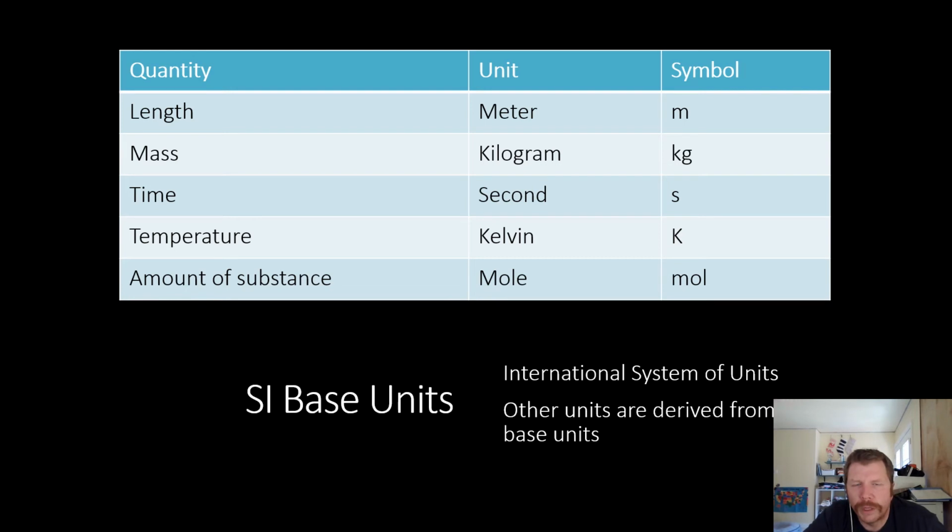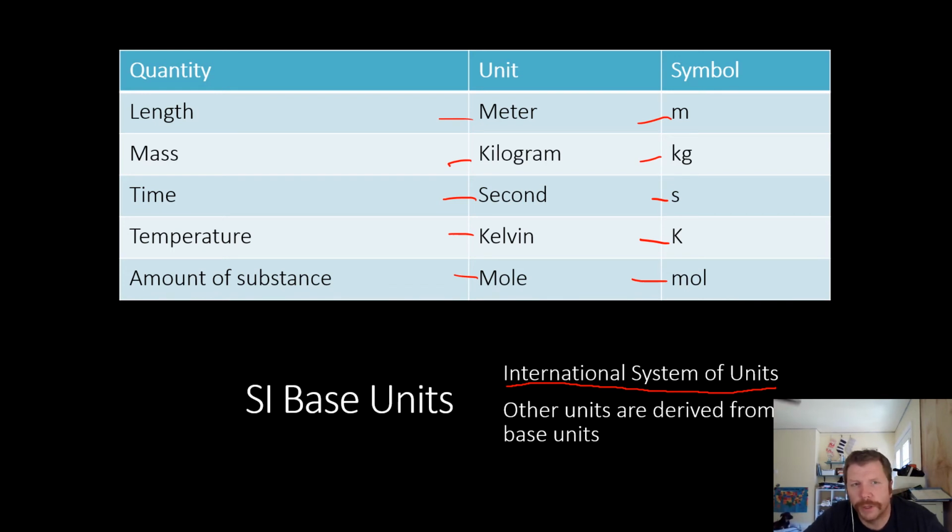Now, whenever we look at any sort of pieces of matter or things, we always use the SI base units, the International System of Units, for looking at different quantities. For instance, length, mass, time, temperature, and amount of a substance. Our units are meters, kilograms, seconds, Kelvin, and mole. Those are symbolized by m, kg, s, capital K, and mol. All of these are units that we will encounter pretty regularly in this course.